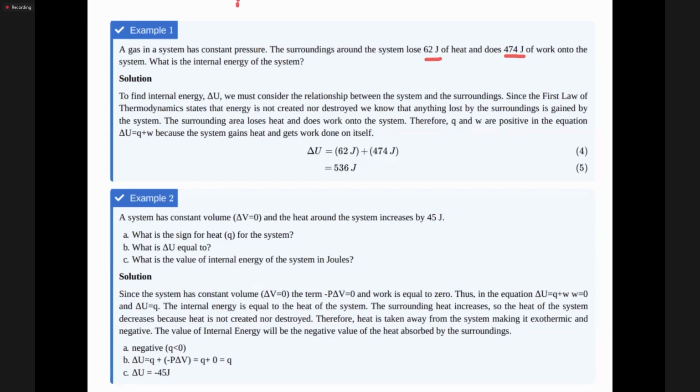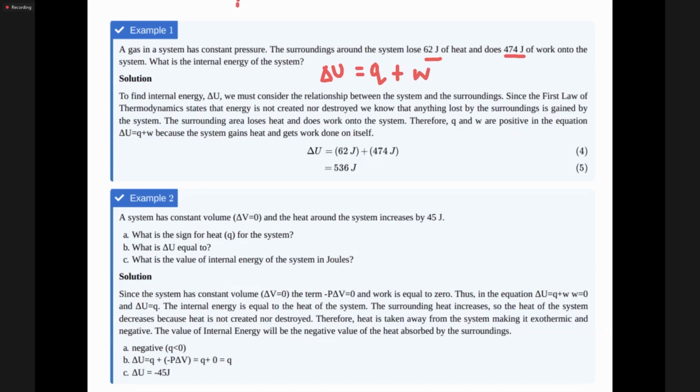I have repeatedly told you that whenever you try to solve problems on thermodynamics, you have to remember the sign convention and also the first law of thermodynamics equation. So whenever you try to solve this kind of problem, you first write the first law of thermodynamics equation, which is delta U is equal to Q plus W.